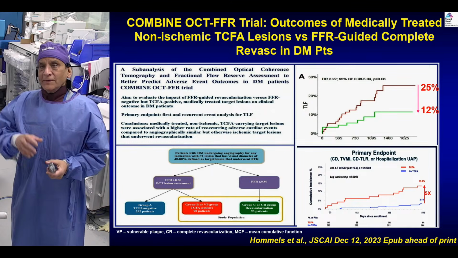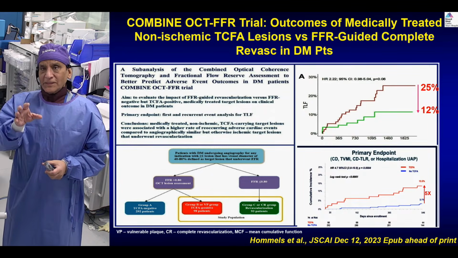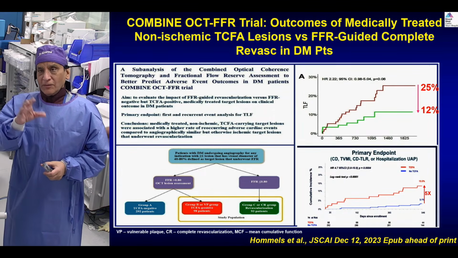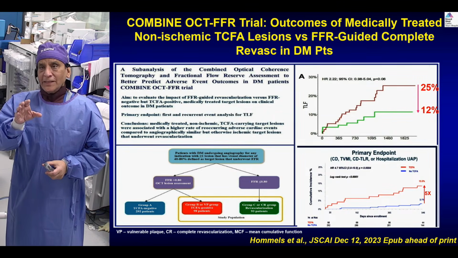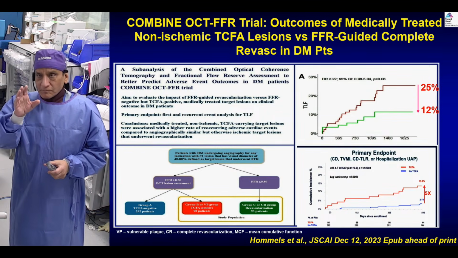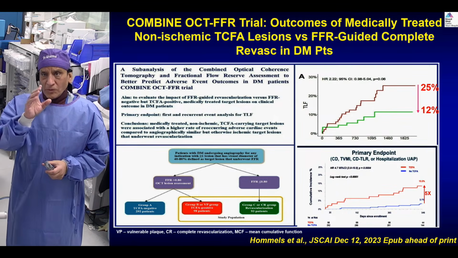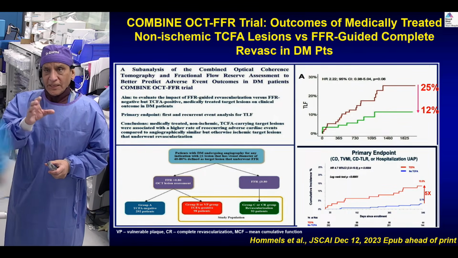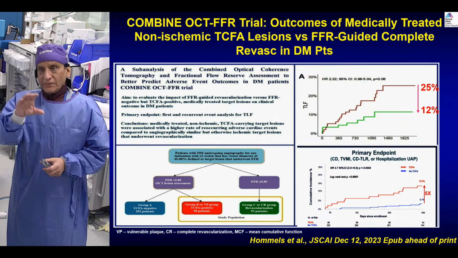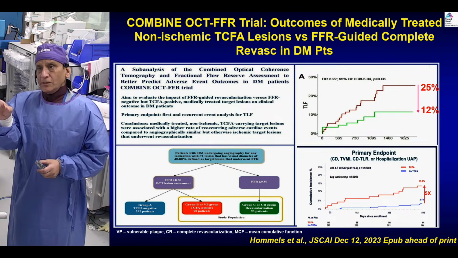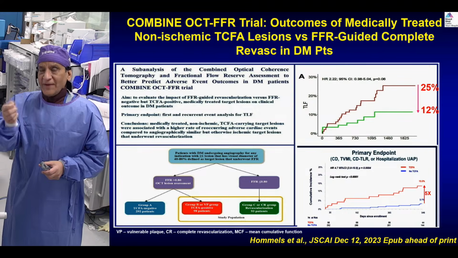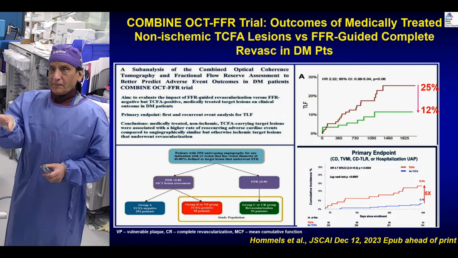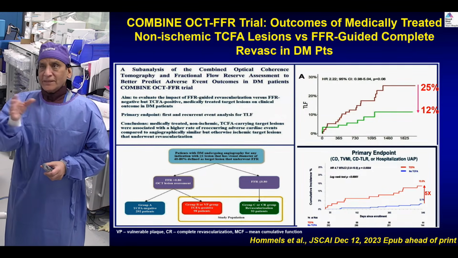What they did is, in diabetic patients who are FFR negative or positive, meaning more than 0.8 or less than 0.8, those who were less than 0.8 basically got the stent. Those who were more than 0.8 and had a vulnerable plaque on OCT were followed. On the right lower, if you have a vulnerable plaque, your event rate was 5 times higher compared to no vulnerable plaque. So clearly, vulnerable plaque creates trouble.